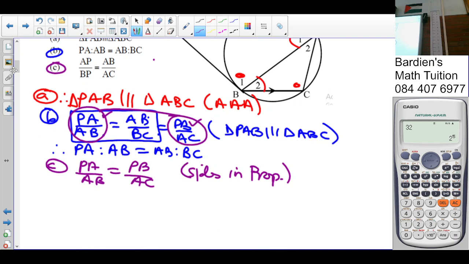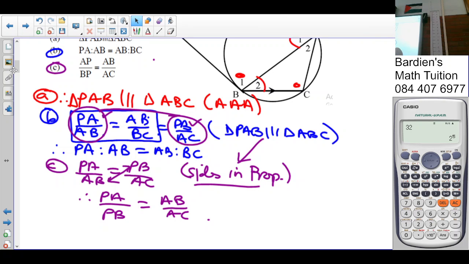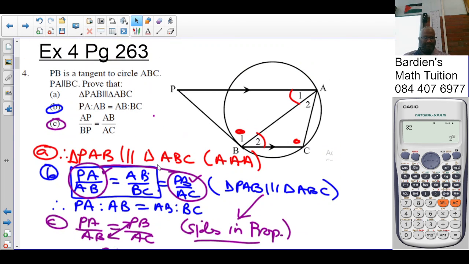So just to look at what they want. AP is in its right place, PB must come down, not so. Then AB goes on top, AC is in its right place. So therefore, PA over PB is equal to AB over AC. Okay? Well, instead of writing sides in proportion, I can rewrite that. So that's number 4. The last one, number 5.